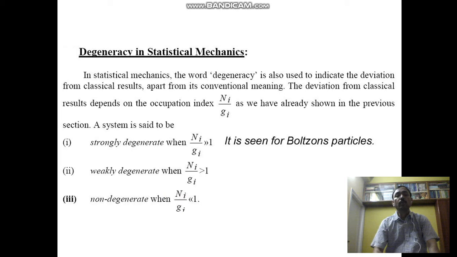So Ni by Gi very much greater than 1, this is the classical statistics. Other than this, these are the quantum statistics. So, weakly degenerate when Ni by Gi is greater than 1 and non-degenerate when Ni by Gi is very much less than 1.